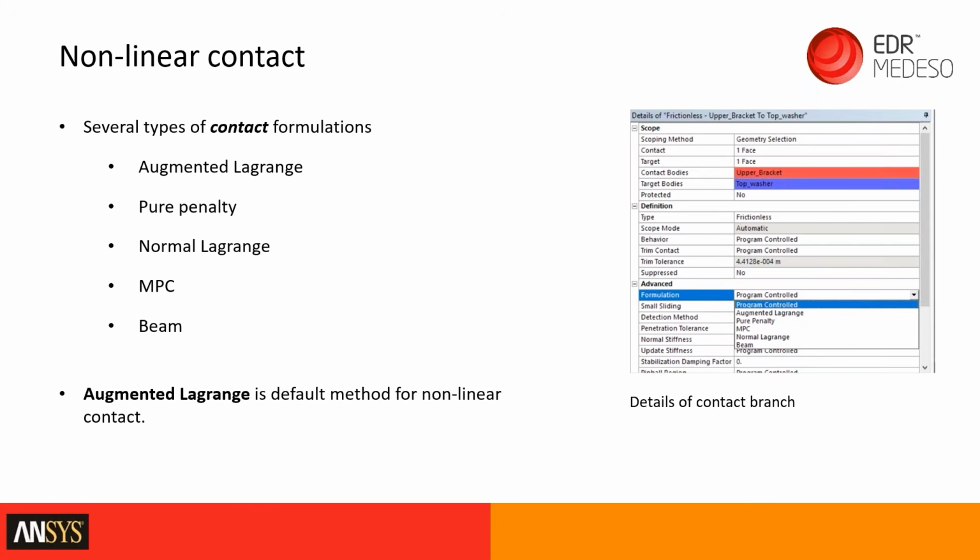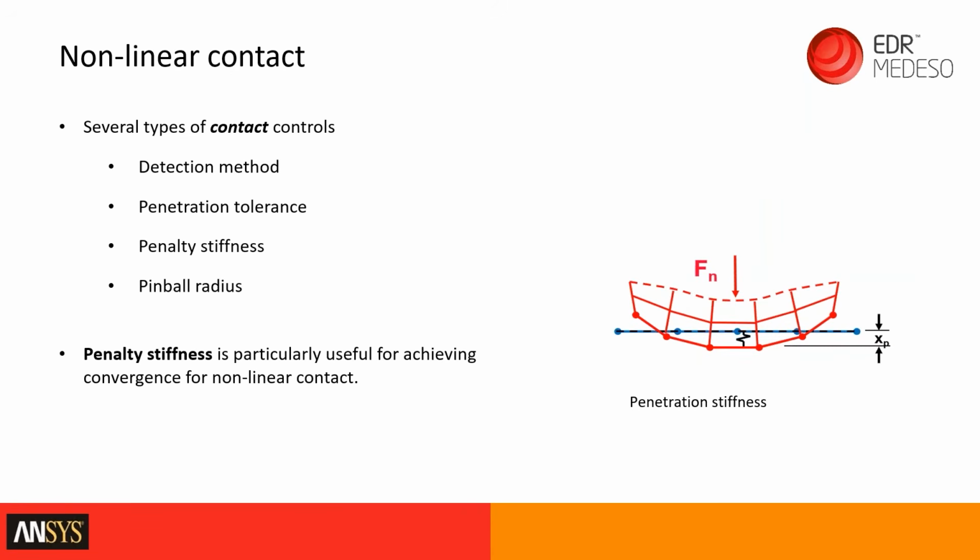MPC and beam methods are linear methods, so if you've got bonded contact, you can use these methods. Augmented Lagrange is the default method, and for most assembly models, I would recommend sticking with augmented Lagrange. It works quite well, it's reasonably robust. Some of the other settings you can check in Ansys when you've got a contact pair that can affect nonlinear behavior is the detection method. By default, Ansys will create what's called a contact and target surface, and in the normal behavior, the contact surface cannot penetrate the target surface.